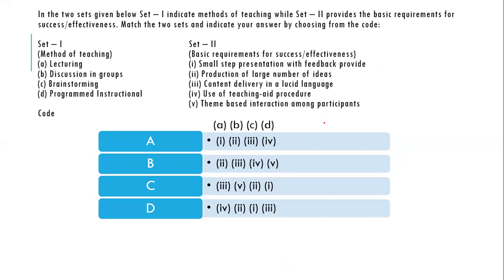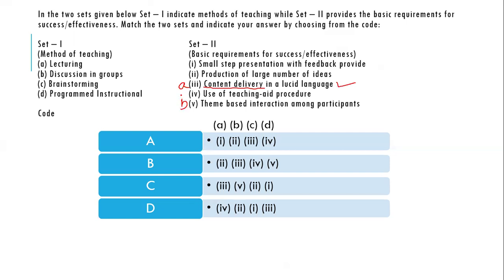Yes. We have two sets indicating methods of teaching and basic requirements for success or effectiveness. So we need to match them. Here I have given lecturing, discussion in groups, brainstorming, and programmed instruction. Lecturing can be content delivery. Content delivery would be the best option here. So A3, discussion groups. Small step presentation? No. Team-based interaction among participants. Yes, team-based instruction. Yes, that would be the best option.